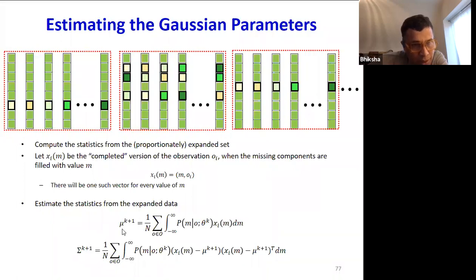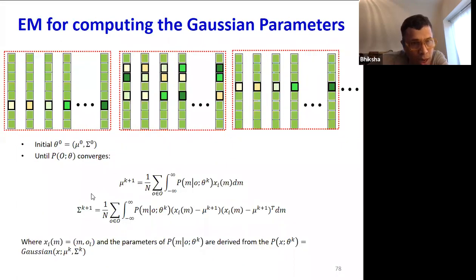Same thing with the variance. And so the expectation maximization algorithm is going to be something like this. You initialize your parameters, and then until the log probability of your observed data converges, you use the current estimate of the parameters to fill out the missing components and expand the data out, and then re-estimate your parameters using the completed data.